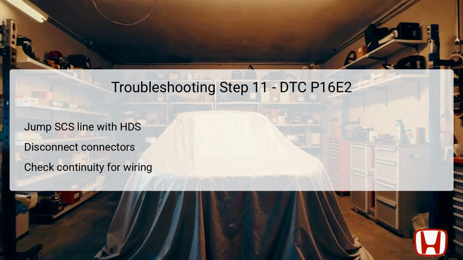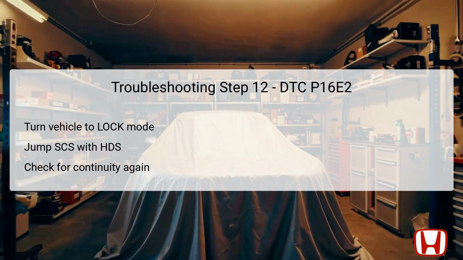If continuity is absent, it suggests an open circuit needing repairs in the LIN wire between the PCM and the alternator. In the 12th and final troubleshooting step for DTC P16E2, the initial action involves turning the vehicle to the off lock mode and employing the HDS to jump the SCS line. As before, you must wait for more than a minute to ensure stability in the system.